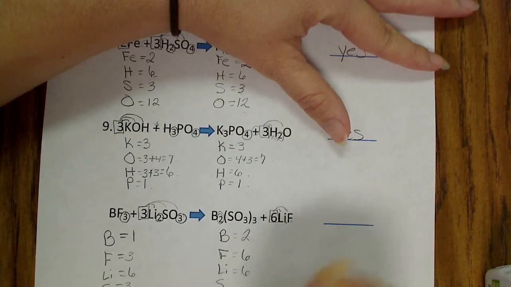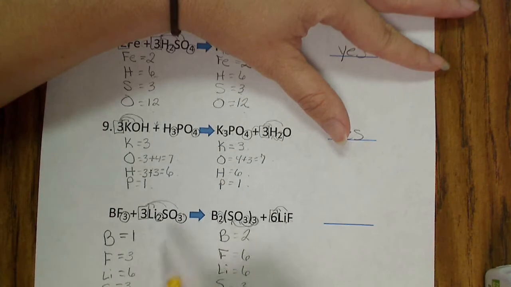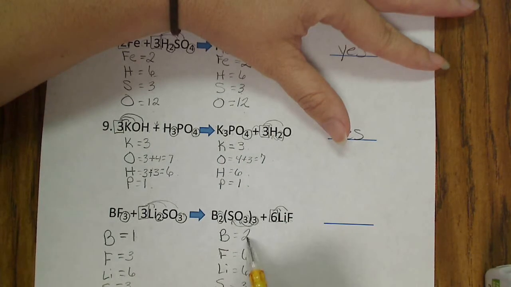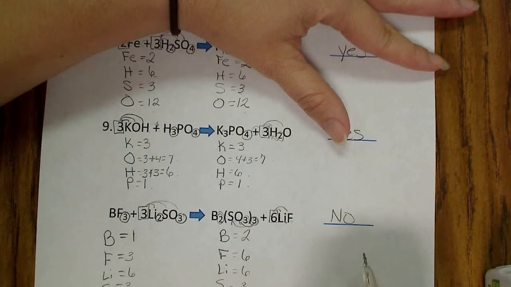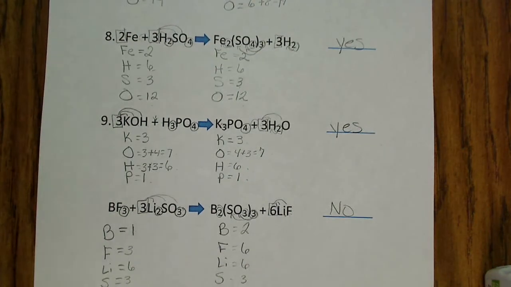For sulfur, it's inside this parentheses, and I have a subscript on the outside of it. Therefore, this one is multiplied by both of these. So 3 times 1 sulfur gives me 3 sulfurs. And then oxygen, I have a subscript of 3, and then I have a 3 subscript outside the parentheses, so it's 3 times 3 gives me 9 oxygens. And then I compare. I have 1 boron, 2 borons over here. We automatically know this is not balanced, so the answer would be no. And that's the end for this worksheet.